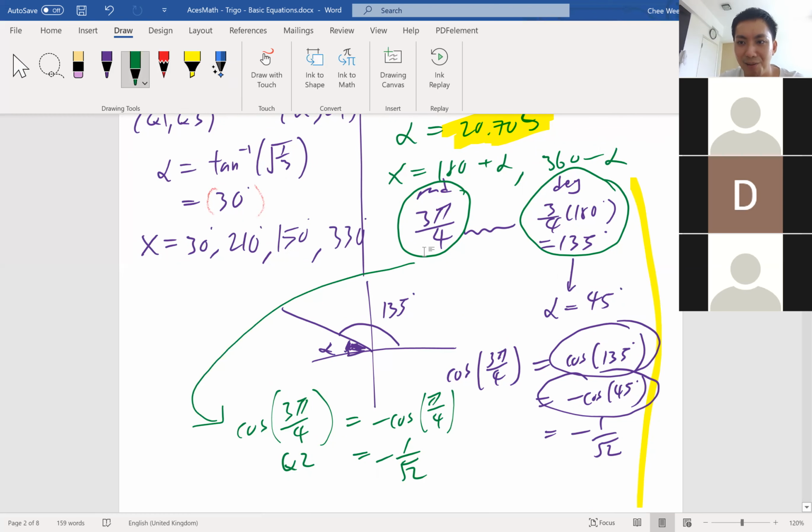Understand? Anyone, any questions? Howard? Pavan? How is 3 pi over 4 equal to minus cosine pi over 4? Do you agree that cosine 135 is negative cosine 45? Then isn't it the same thing? This is actually the 135 but in radian, and this is the 45 in radian. Understand?